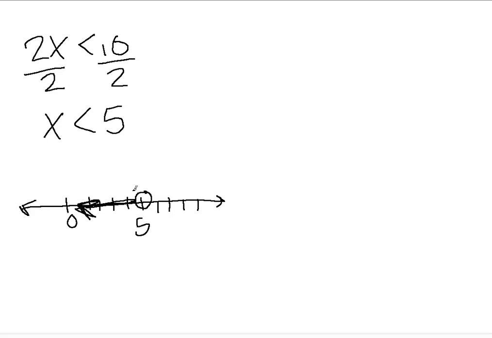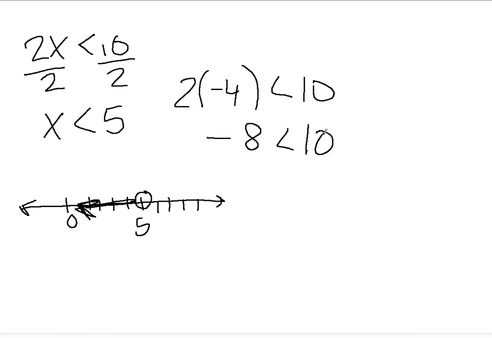So let's choose any number that is along here. So maybe negative 4. That's all the way over here. So 2 times negative 4 is less than 10. So it says negative 8 is less than 10. So is that a true statement? Is negative 8 less than 10? Absolutely. So we check our answer. We know that this is right. Our answer is right here, and our number line is right here.